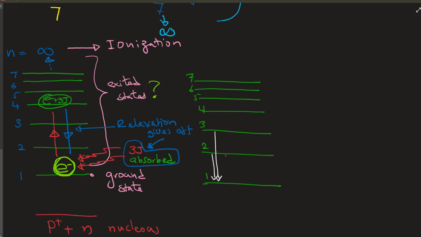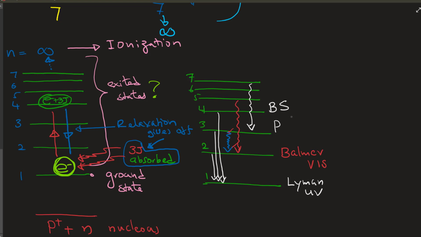And these transitions are, you see, if it comes to the first energy level, that's called the Lyman, the UV series. And if it comes to the second level, it's called the Balmer, the visible series. And beyond that, I call it the PBS: the P for the Paschen series, and BS for the Brackett series.